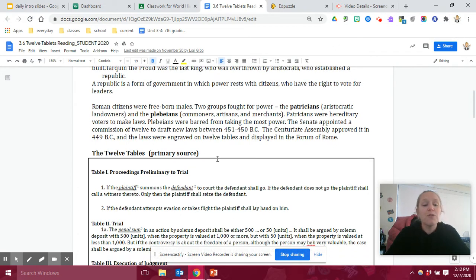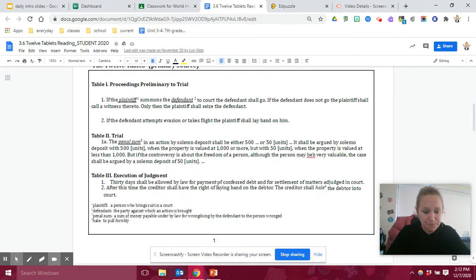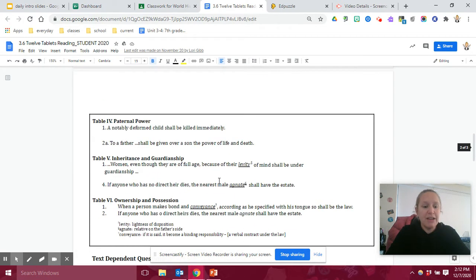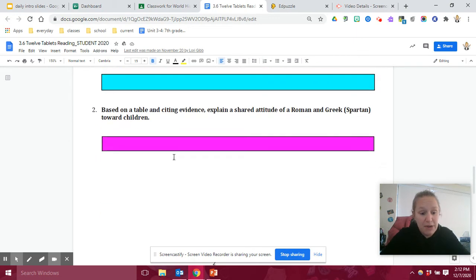So the first one, Table 1, is going to talk about proceedings preliminary to trial, how a trial works. And then Table 3 is going to be the execution of judgment. All the way down, you're going to go through all of these tables here. Then you're going to see the questions that you need to answer.